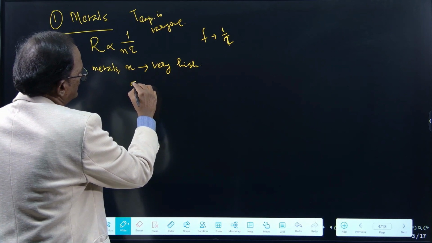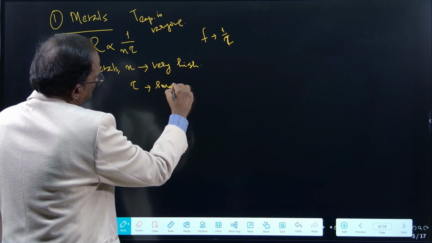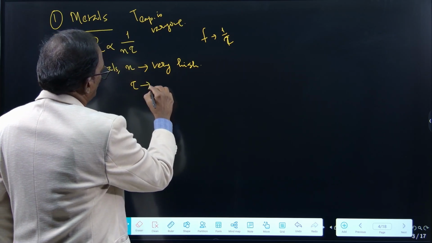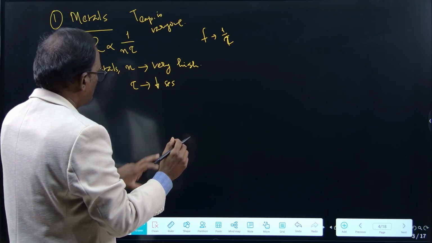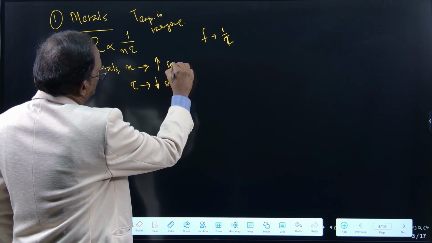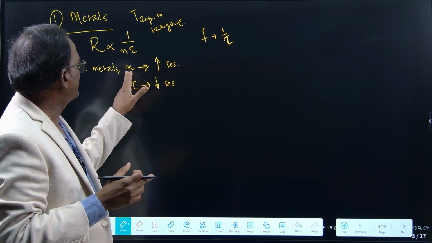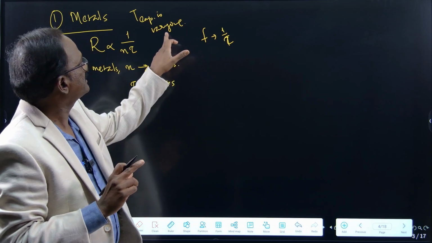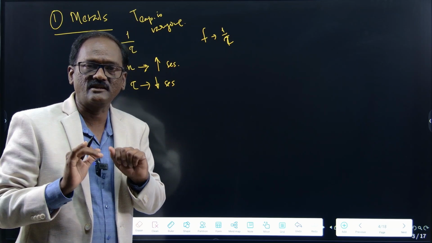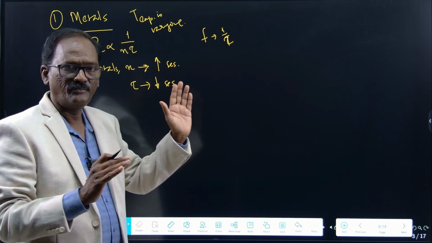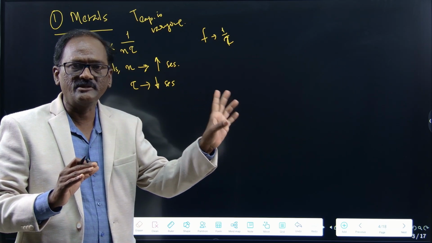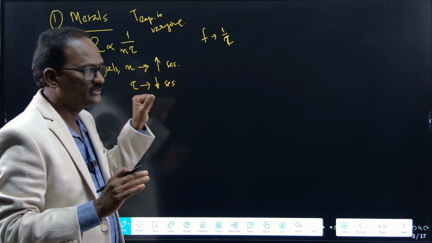So tau decreases, and n increases. n increases because the temperature is increasing. The increased temperature makes more free electrons. More free electrons means more electrons are passing through the material and they collide with the positive ions. The collision happens frequently, right? So n increases, tau decreases, right?